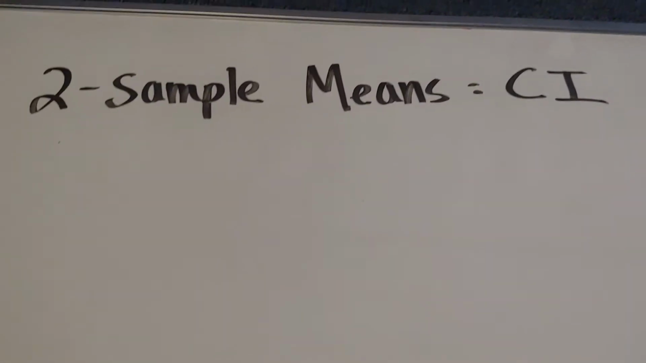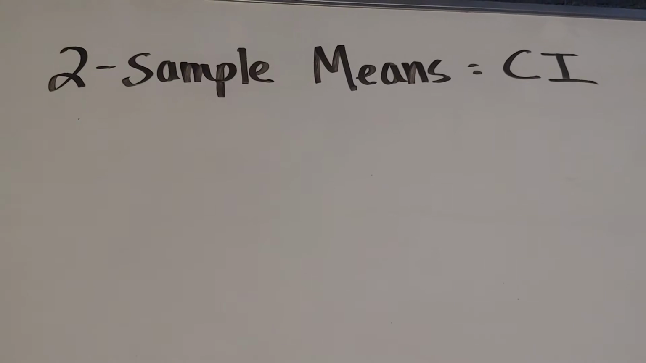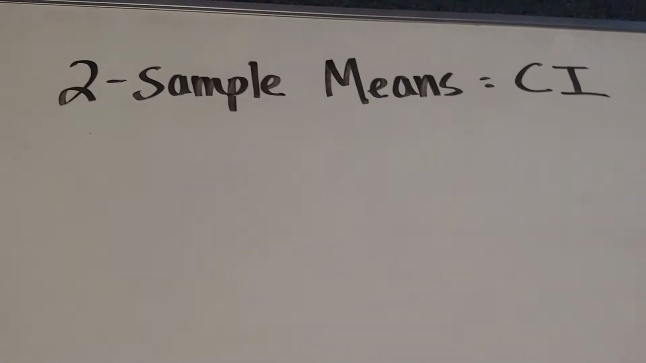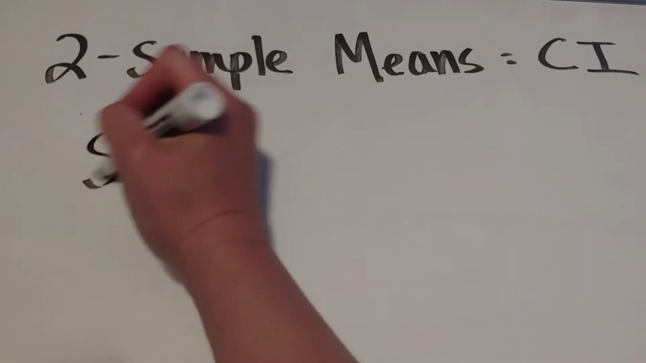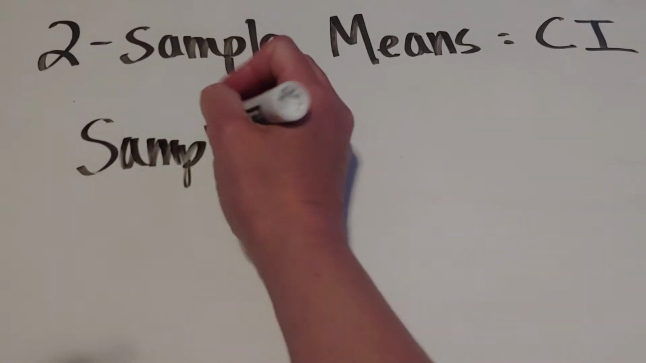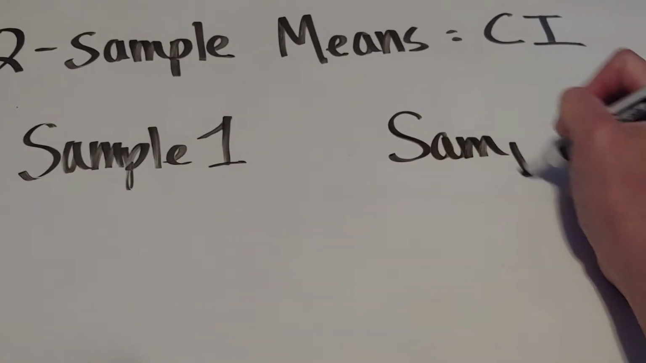This video is the introduction to two sample means and using a confidence interval. Okay, so with two sample means, we have two samples that are independent. So I have basically two groups without any overlap. So I have sample 1 and I have sample 2.